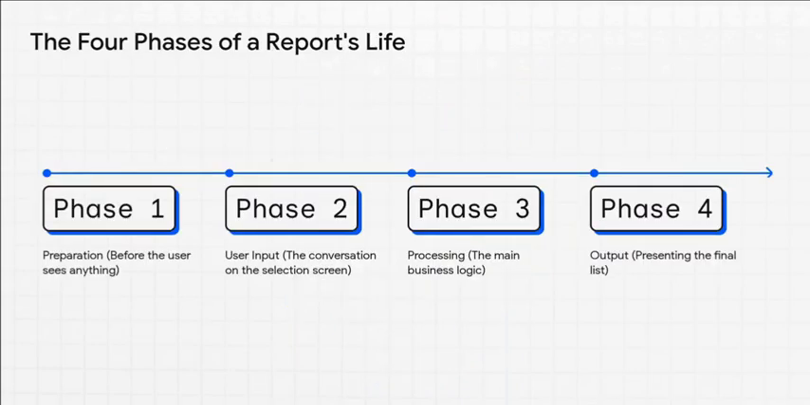Okay, so let's get right into it. Every single report you write lives through these four main phases. And I'm telling you, once you get this sequence down, it completely changes how you code. We're talking cleaner, faster, and way less buggy reports.